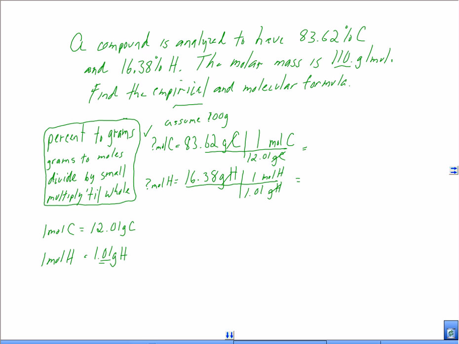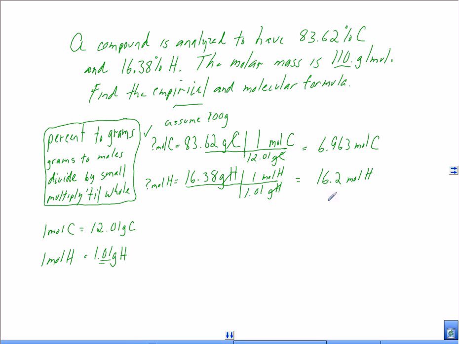So I divide 83.62 by 12.01, and I end up with 6.963 moles of carbon, and I end up with 16.2 moles of hydrogen.